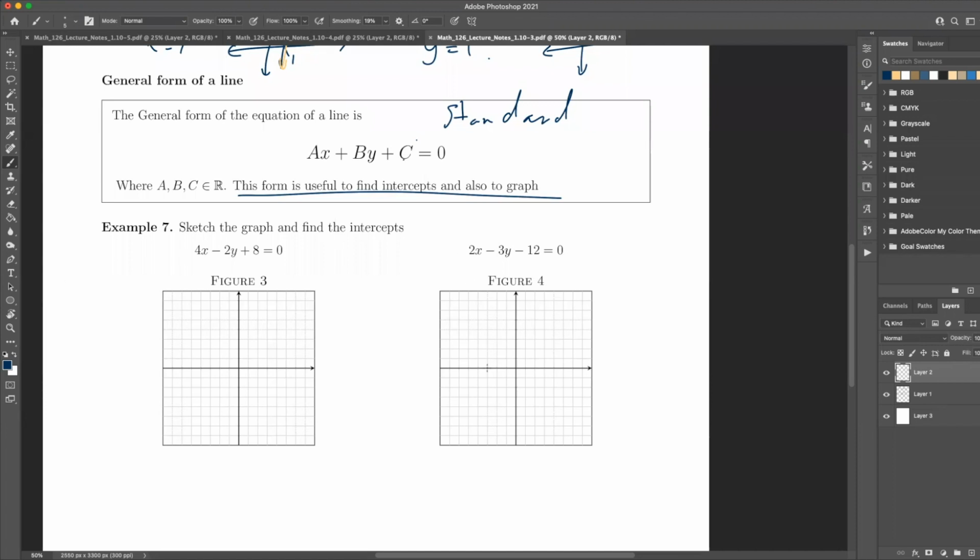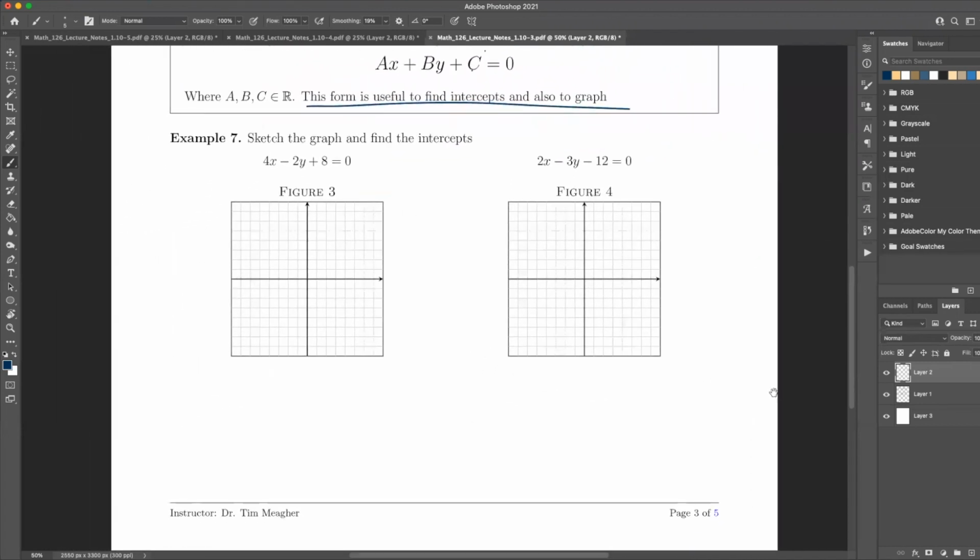So here we want to sketch the graph and find the intercepts. So how do we find the intercepts? Well, these are lines. For the x-intercept, we're going to set y equal to 0. If I set y equal to 0 in this equation, I just have 4x plus 8 is equal to 0. That means x is equal to minus 2, or the point is (-2, 0). That is my x-intercept.